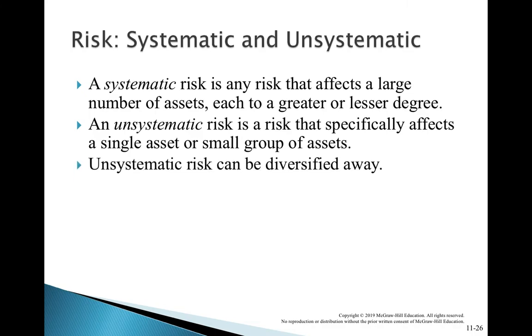Unsystematic risk can be diversified away. As we have seen in the previous graph, it can be minimized up to zero. But the systematic risk remains. After that, if you go on increasing assets, your risk will not go down. Why? Because that is the systematic risk. That is applicable to each and every asset in the industry. Therefore, diversification is not easy.